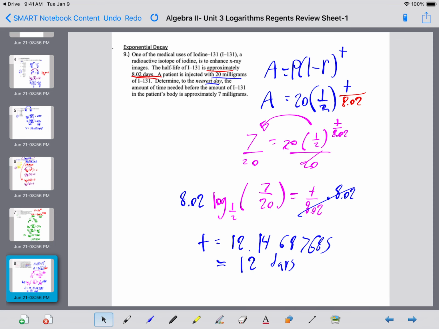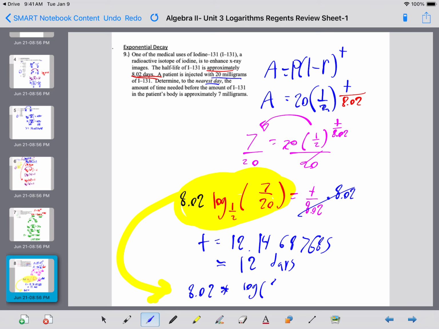Last tip though, just for those of you that don't have log base in your calculator, the way you would type that into your calculator, type 8.02 times log of your argument divided by log of your base. Right? And then that would be the same thing.